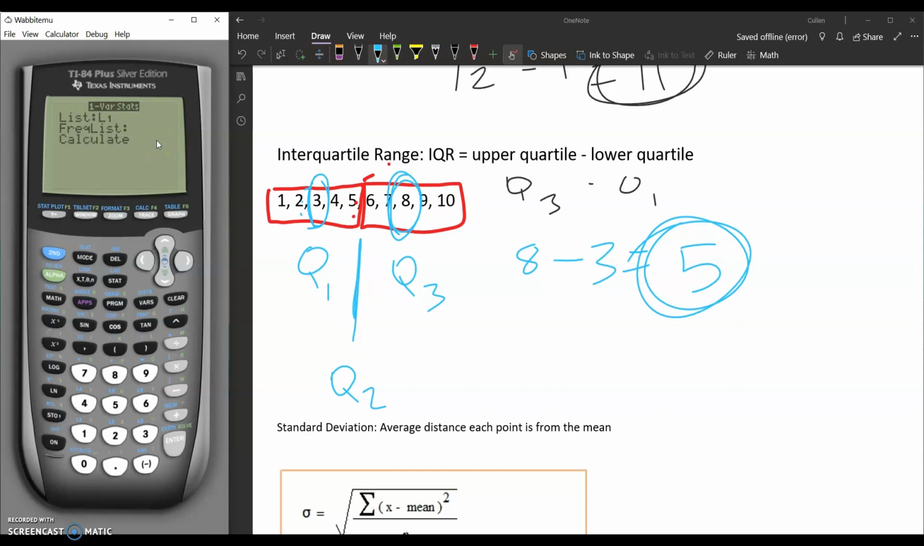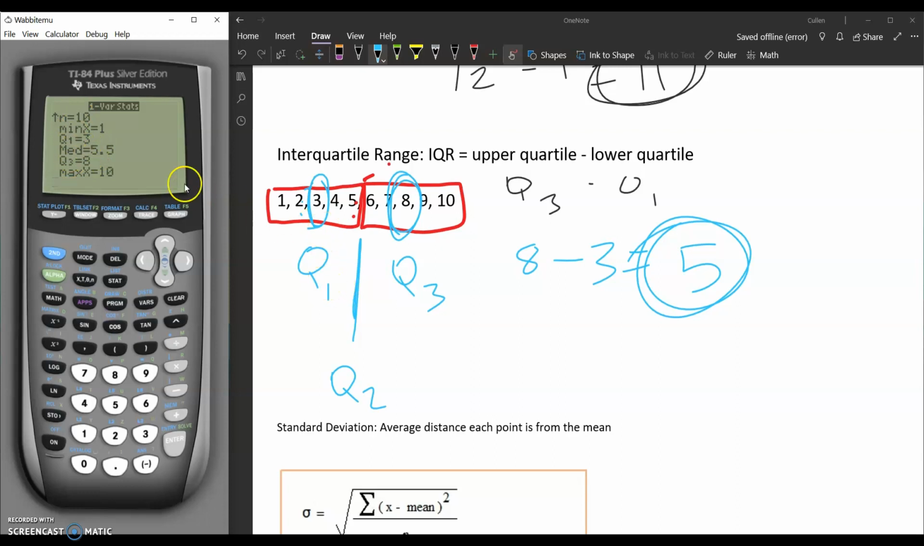If it pulls up something like this, make sure it says L1, and then go down to calculate. Okay? And then it'll pull up this screen with a bunch of information, which is nice. Let's talk about some of the information really quick. If we scroll down here to the bottom, it's got a few important numbers. What it's done is it's found Q1 and Q3 for us.